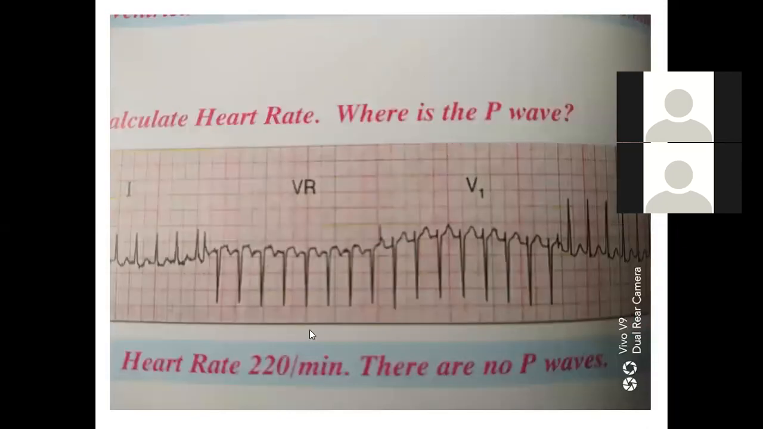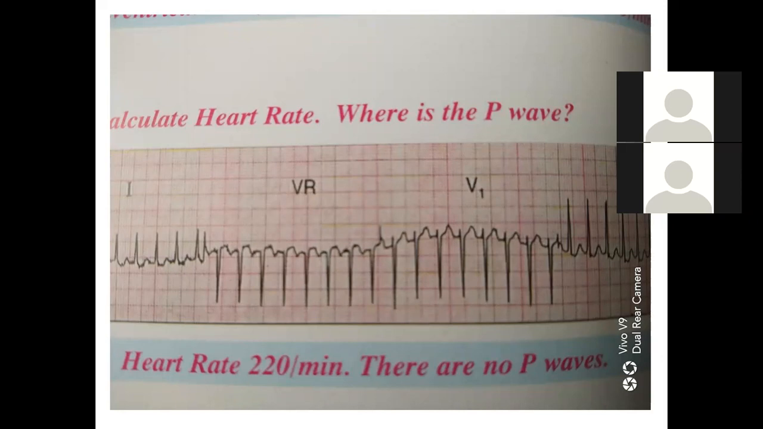What is this? Anyone? What is the heart rate here? Can you calculate? How many small squares? Seven around, eight. Eight is the RR interval. Maybe see in lead one. Take one lead, lead one is better. You can see how many squares. Seven.